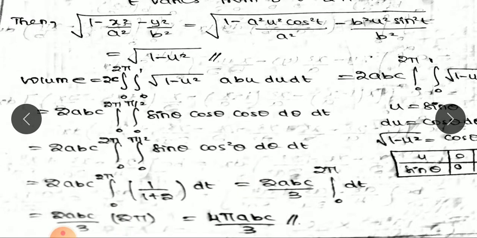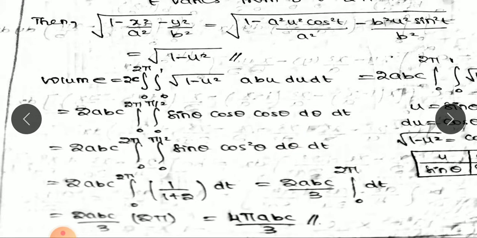Before integrating, since it is polar coordinates, we are using u equal to sin theta, du equal to cos theta d theta. So root of 1 minus u squared equal to cos theta. Now we can apply 0 and 1 in the u place, so we will get theta as 0, and in the place of 1 we are having pi by 2. So apply the limits and write the answer, and we get the answer as 4 pi abc by 3.